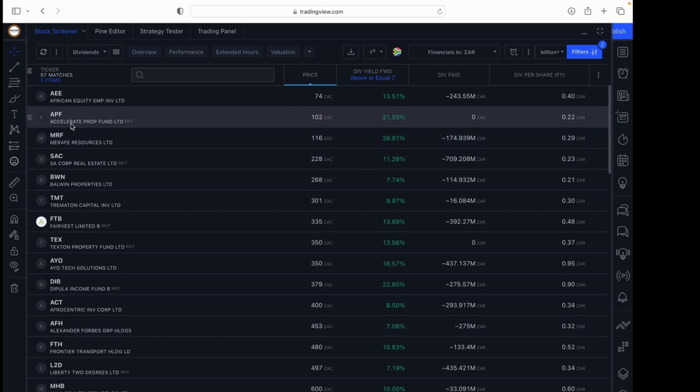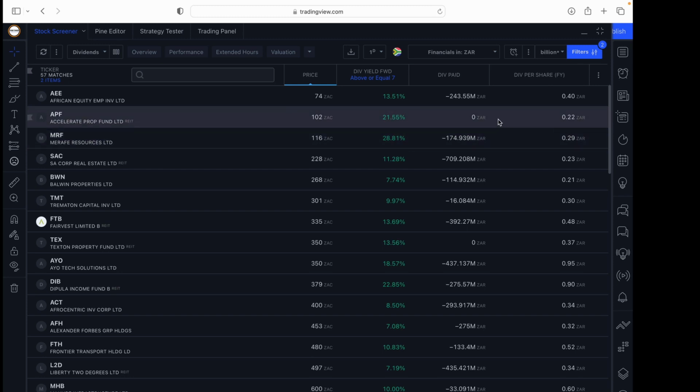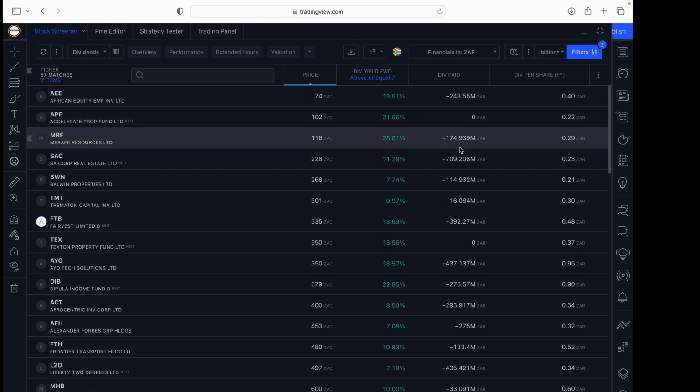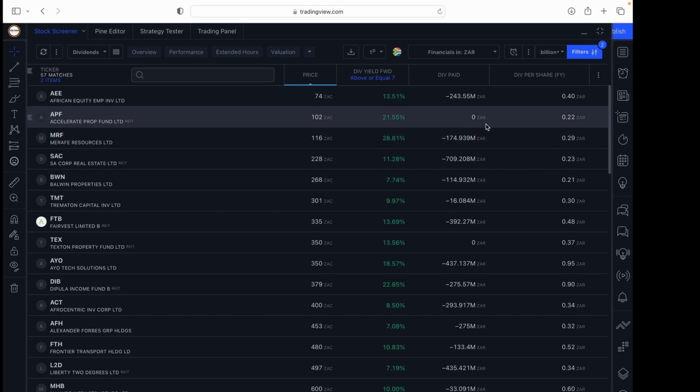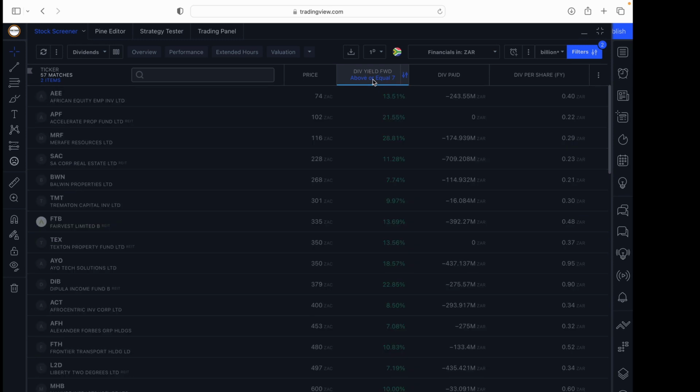Okay, but look at Accelerate Property Fund. It has a 21% dividend yield, but we don't see the dividend that is paid, or maybe it was not taken from the company financials. We see that they paid a dividend of 22 cents there. That is why we have about 20% dividend yield. So that is another way to filter through that information.